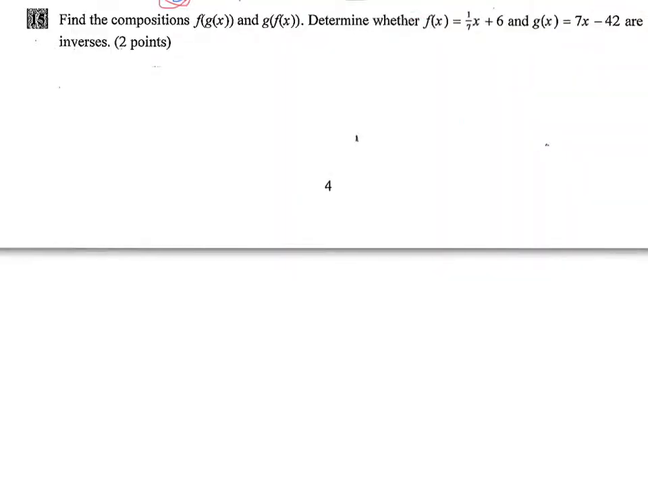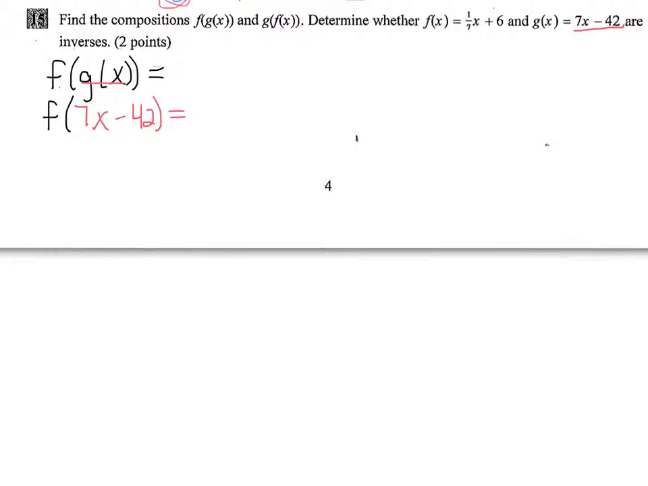Last question, and I know a lot of you ask about this, and I don't exactly blame you. So I'll walk you through it again. First, let's figure out f of g of x. So into the f function, we're going to plug in the g of x function. So 7x minus 42.